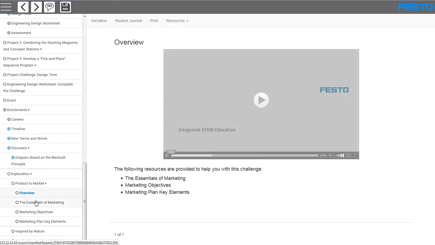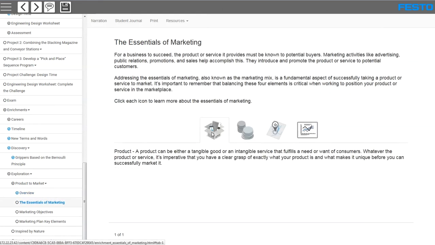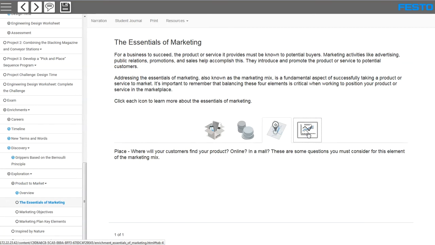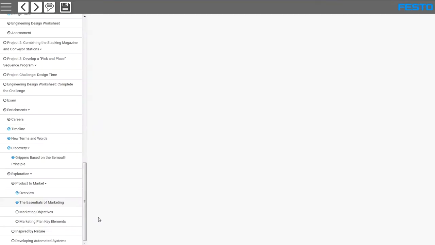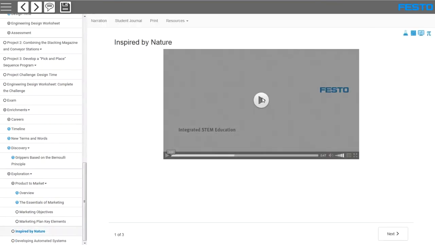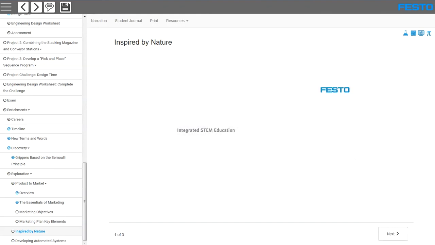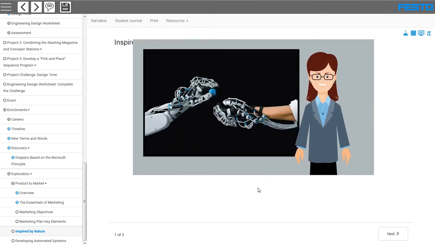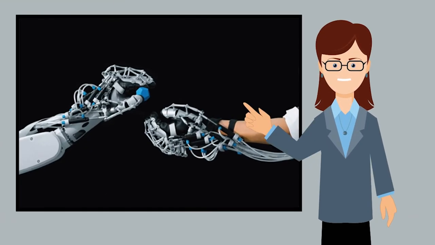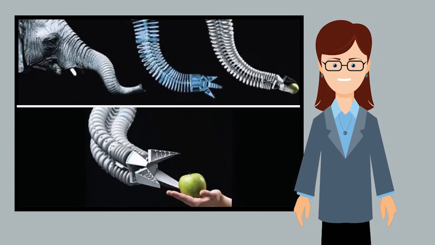In the product to market activity, students are tasked with creating a marketing plan for one of the products or services created in the course. In the inspired by nature activity, students are introduced to Festo's Bionic Learning Network, where they examine and connect how nature performs tasks instinctively, easily, and efficiently.